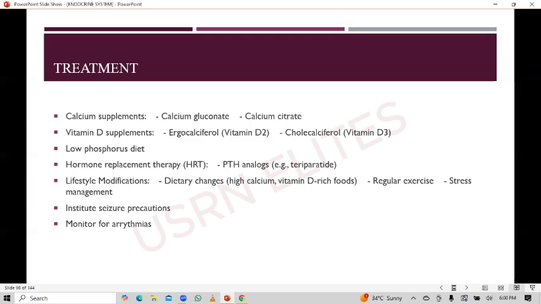Then lifestyle modification: you must increase high calcium and vitamin D rich foods. I've said it earlier. Then you exercise regularly, and you ensure that you are managing your stress level very, very well. Then you institute seizure precautions because there can be seizures. Anytime there's hypocalcemia, there can be seizures because there can be excitability, muscle begins to have spasms, cramps, the brain becomes excited, and then this can lead to seizures. So seizure precautions, what do you do?